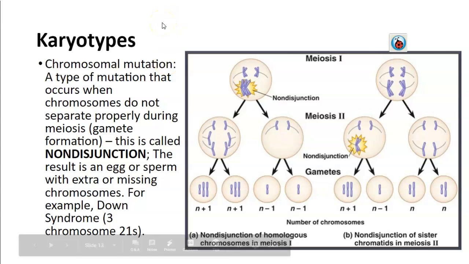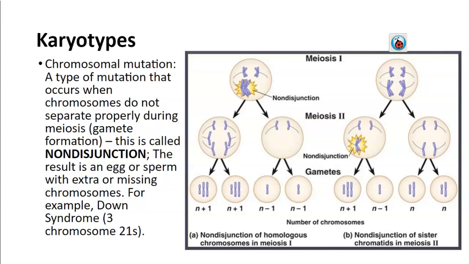Now, what causes the abnormal number of chromosomes to occur? It's a chromosomal mutation. It's a type of mutation that occurs when chromosomes do not separate properly during meiosis. And remember, meiosis is what forms your sex cells, your gametes, egg and sperm. And the actual name of the mutation is non-disjunction. And so the result is an egg or a sperm with extra or missing chromosomes. For example, Down syndrome, there are 3 chromosome 21s.